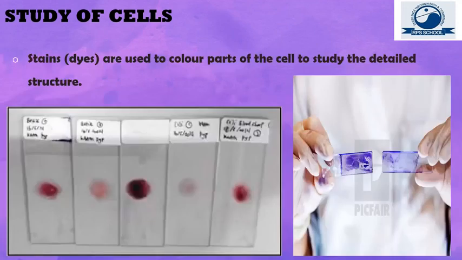Therefore, the cells are studied in detail with the help of a microscope by the process of staining. Students, to differentiate and identify various parts of cells, the cells are colored with some dye. The dye is called the stain, and the process of coloring the cell is called staining. The stained cells are mounted on a cleaned slide and observed under the microscope.